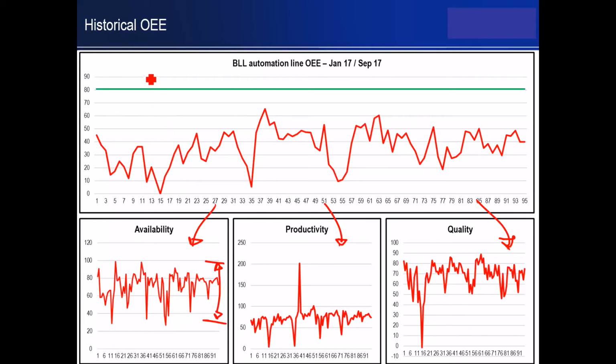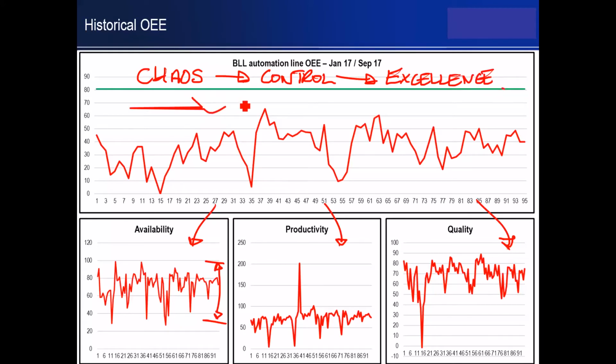I teach my customers, my clients, your processes are in three states. They're in a state of chaos. They are in a state of control. They are in a state of excellence. The first thing you must do is take the process from chaos to control. And right now, variability is a measure of chaos.